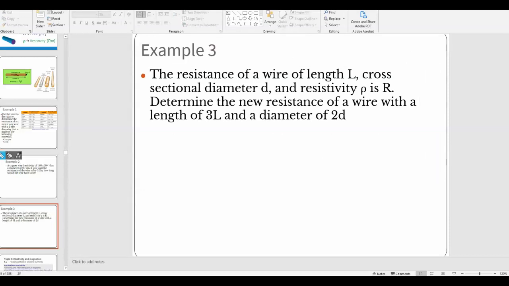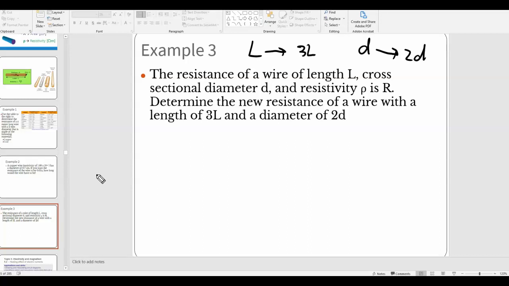Okay, so a proportional reasoning question is one where we're asked, basically, what happens to something if something else changes. Here it says the resistance of a wire of length L, cross-sectional diameter D, and resistivity rho is R. Determine the new resistance of a wire with a length of 3L and a diameter of 2D. In other words, we are making the length 3 times longer, and we're making the diameter 2 times bigger, and the original resistance is R. What is the new value of the resistance if we make these changes?